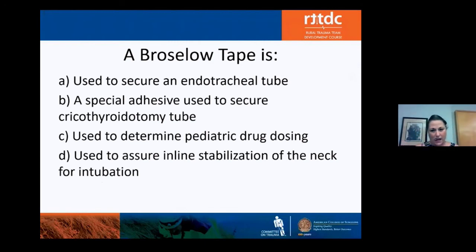Okay, we'll end the question there. Go ahead and talk about the results. Okay, so a majority of the people chose that it's used to determine pediatric drug dosing, and that is the correct answer. Broselow tape is what is used to lay aside the pediatric trauma patient so that you can very easily get the drug dosing, the endotube size, as well as all the equipment that you would need out of that appropriately colored drawer.